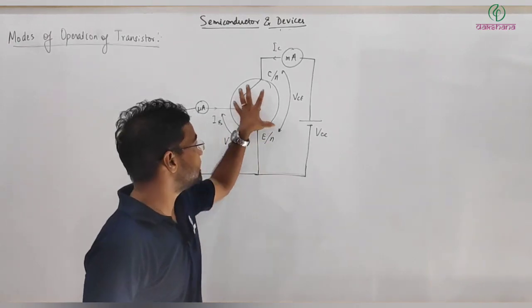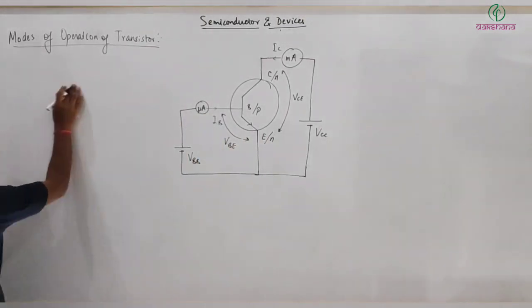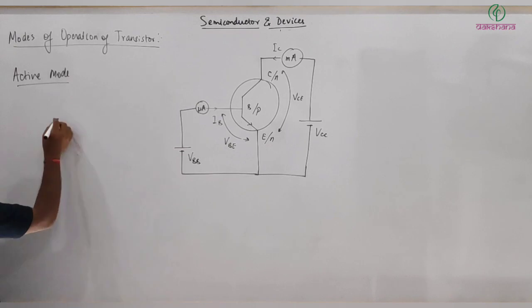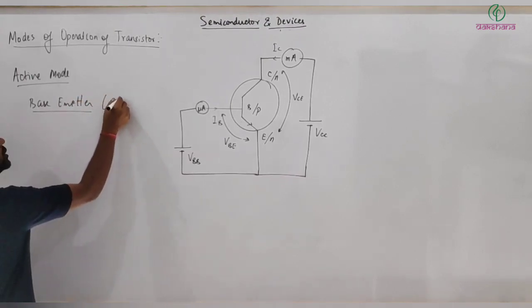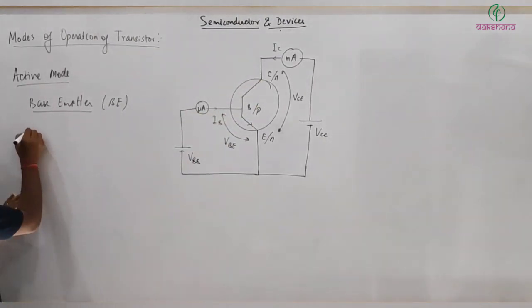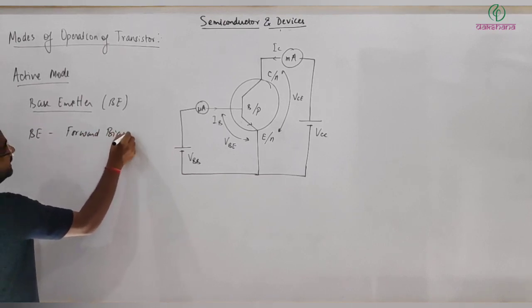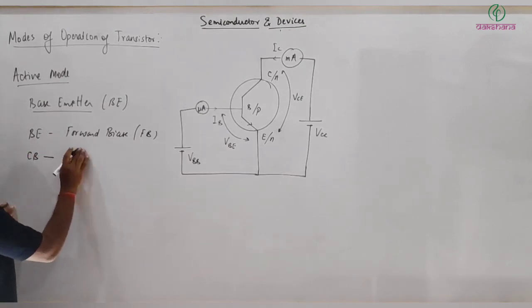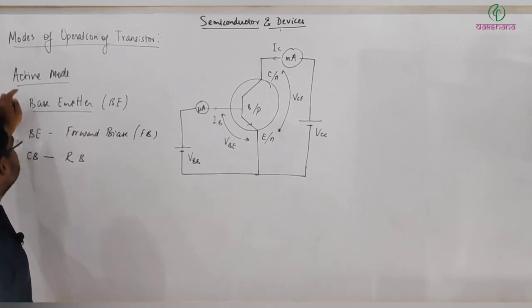Based on the biasing, the transistor can be operated mainly in four modes. One is active mode. In this mode, the base emitter junction, I will write it simply BE, meaning base emitter, is in forward bias. FB means forward bias, and the collector base junction will be reverse biased, RB means reverse bias. If the transistor is operated in this biasing, then it will be in active mode.